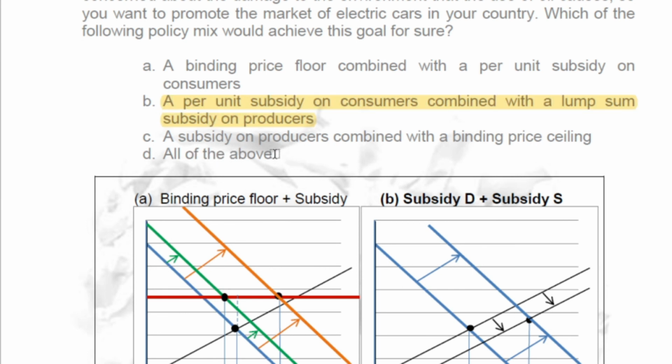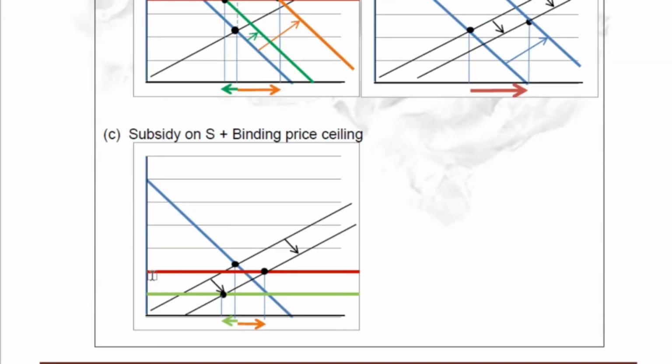All of the above can't be the answer, because A is false. And a subsidy on producers combined with a binding price ceiling. Here I am again showing you two possibilities of price ceiling. The orange one is not very binding, it's almost the current equilibrium price, and the red line tells me that a very restrictive price ceiling is put in place. If this is the case, even with the subsidy to the suppliers, maybe the quantity exchanged of electric cars could decrease.